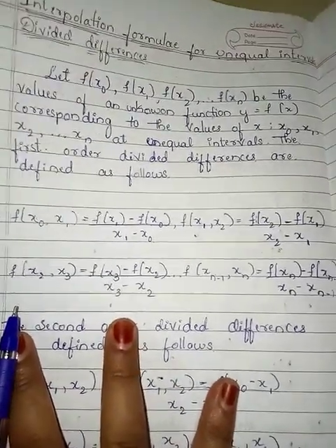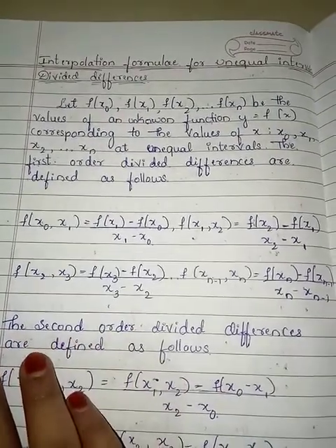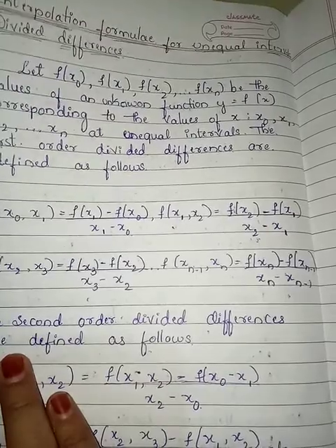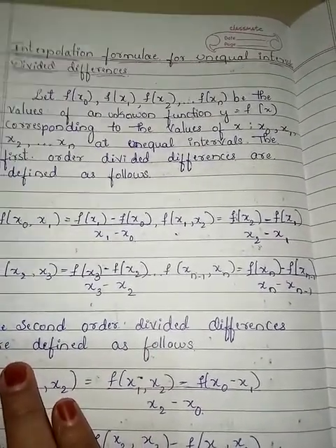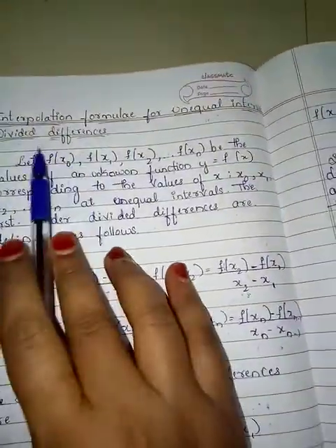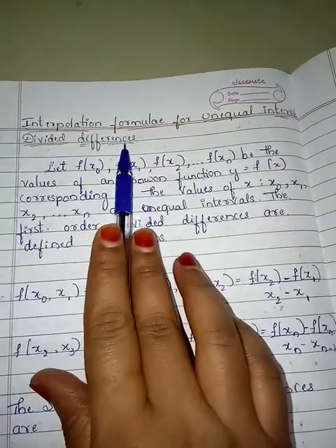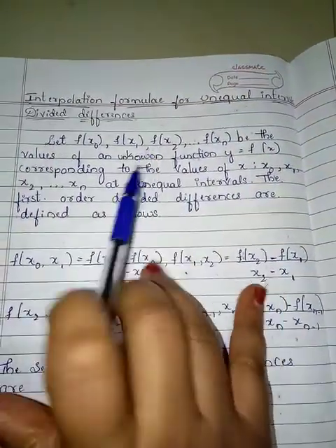Hello students, in the last class we discussed forward and backward interpolation formula and problems on that. We know that forward and backward interpolation formulas are only applicable for equal intervals. Now let us go to unequal intervals. Interpolation formula for unequal intervals, that is divided difference. For unequal intervals we use divided difference formula.